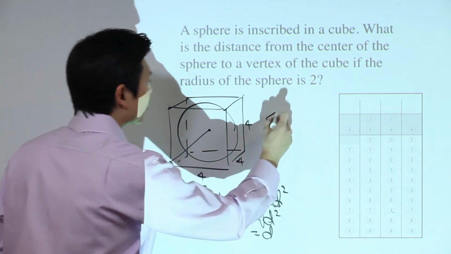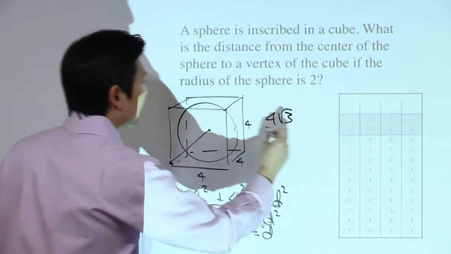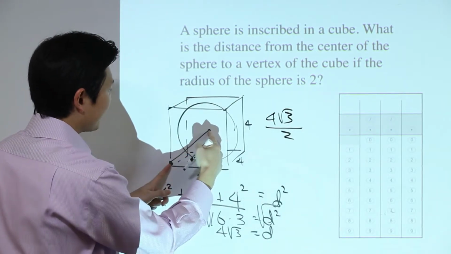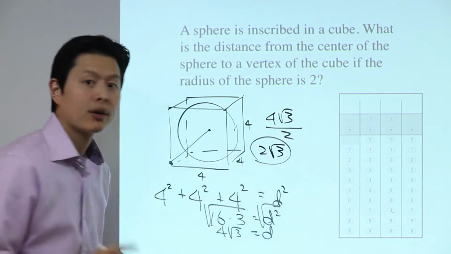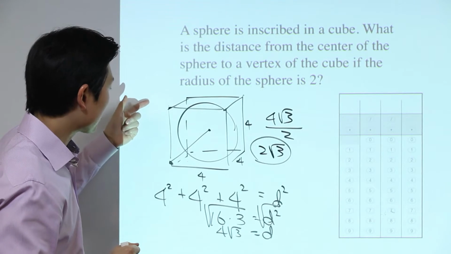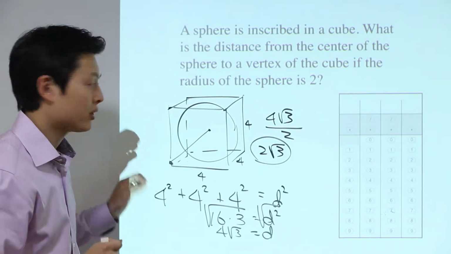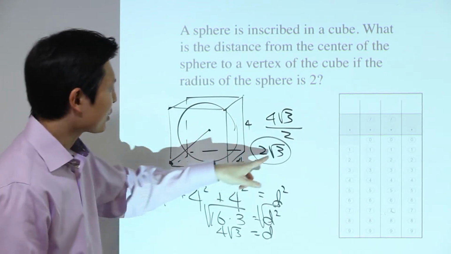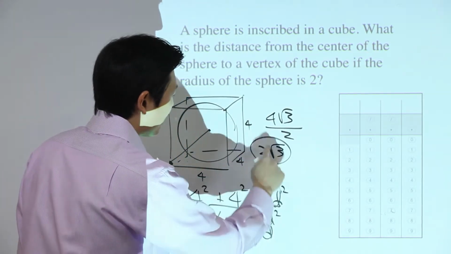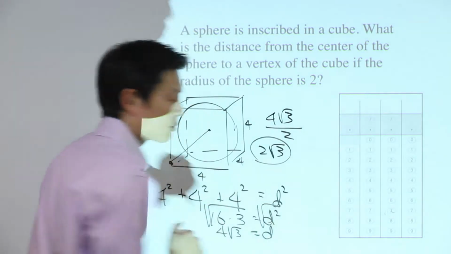But if we take the 4 root 3 and we divide it by 2, cut it in half so that we can get this distance, we would get 2 root 3. And that would actually be our answer. And if this were a multiple choice question, that answer might be there. But this one is a grid-in. So what do I have to do? I can't grid this in with a square root sign. I don't have any bubbles for a square root.